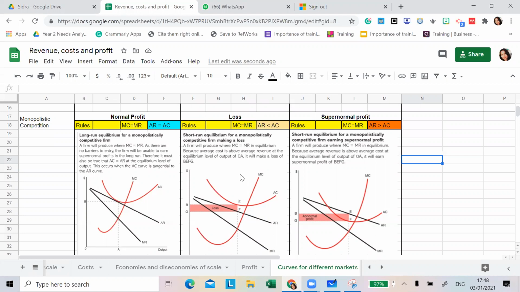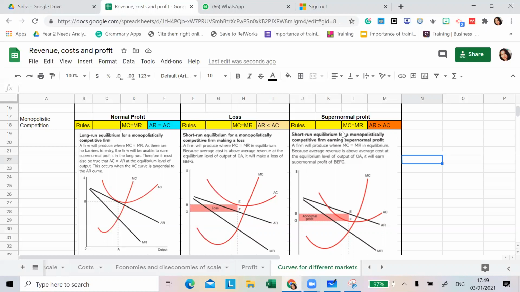And when a firm is making a loss, the average cost is higher than the average revenue. That's why we apply the rule AC is greater than AR. As you can see, your average revenue curve is below and your average cost curve is above. Then you apply the rule MC equals MR, draw the dotted line till the end of AC, and you can connect the points EFGB, which makes a loss.